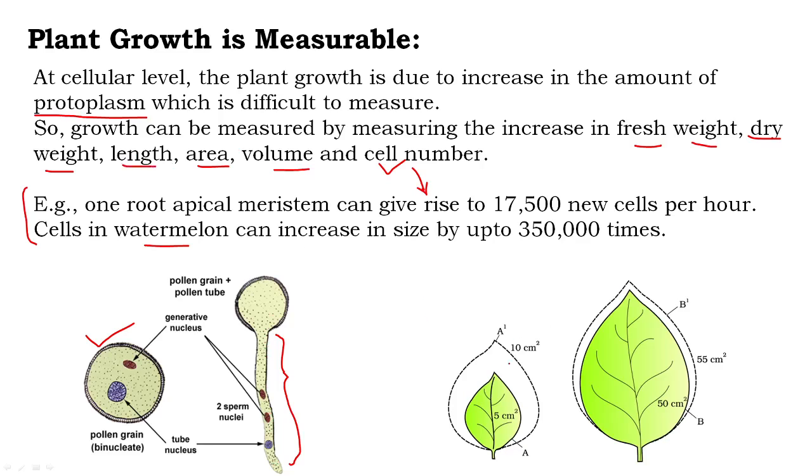And again, surface area can also be measured as growth. That is also a measurable thing, a basis for measuring plant growth. So plant growth is measurable. That is the second property.